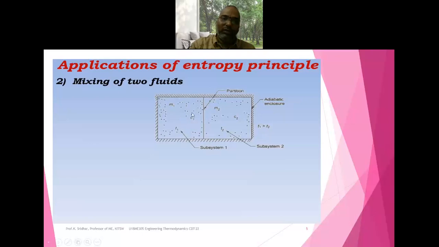Subsystem 1 has the mass of the working fluid as M1, specific heat of the working fluid as C1, temperature as T1, and similarly the other working fluid in subsystem 2.